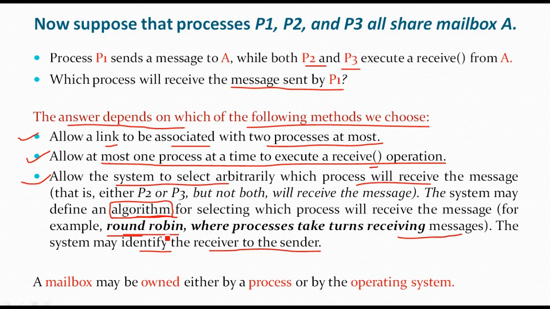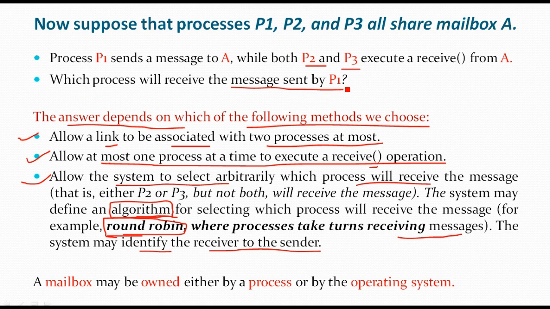We will discuss these in the next chapter in upcoming videos. So we can choose one of the algorithms, and based on that algorithm, one of the processes will receive the message. This may identify the receiver to the sender. In this way we can resolve the problem and answer the question of which process will receive the message sent by P1.